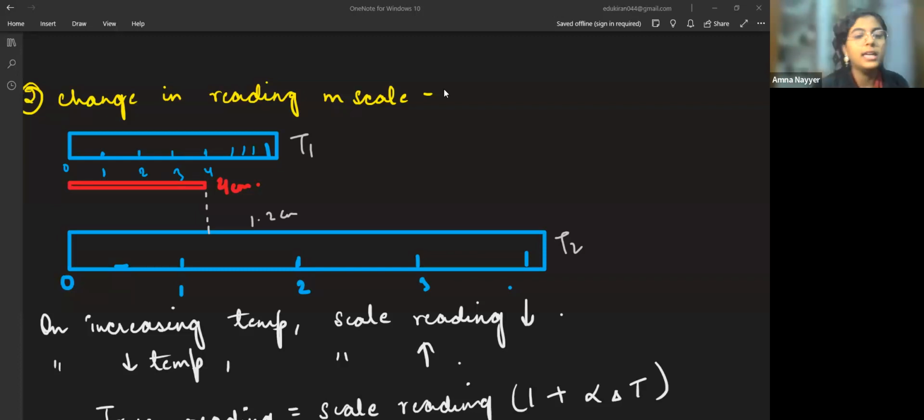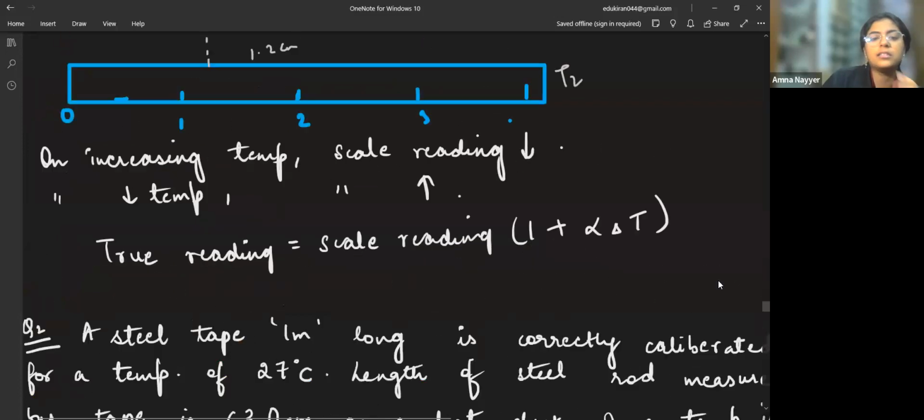Yes. Okay. So the actual reading was 4 centimeters. But now, because the scale has elongated, this length, which was supposed to be 4 centimeters, will now be around 2 centimeters, 1.2 centimeters, as I've taken in the example, because the readings have changed. So this is also one example that comes in the question papers: on increasing temperature, scale reading decreases. On decreasing the temperature, scale reading increases. The opposite also happens. If it contracts, then the reading will increase. If you are increasing the temperature, scale reading will decrease.